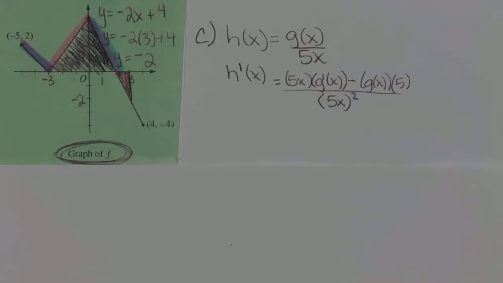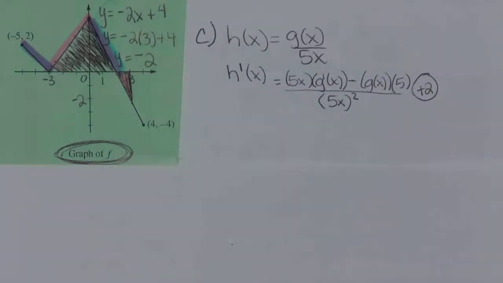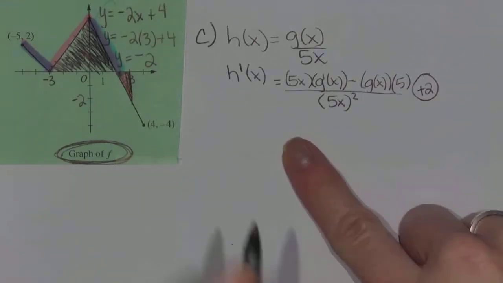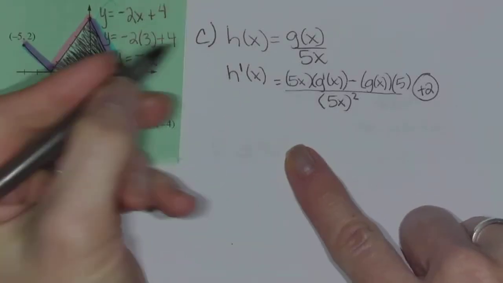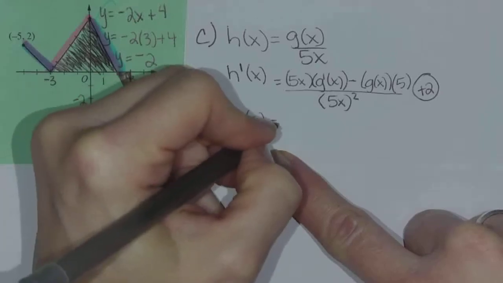Now, believe it or not, if you got that part right by quotient rule, they are actually giving you 2 solid points for that on the AP exam. So give yourself a +2 if you have that much correct. Now, the third point comes in when you plug your 3 in. So here we go, calculating h prime of 3.